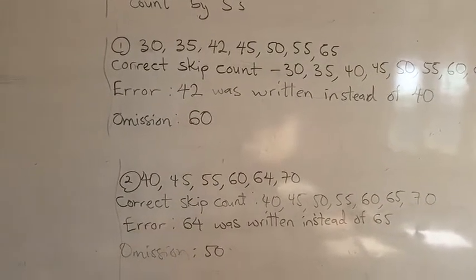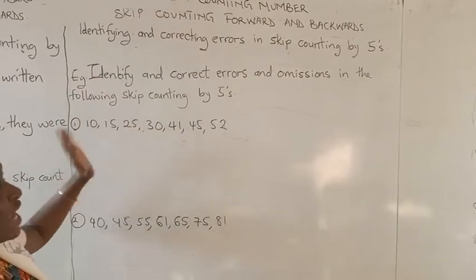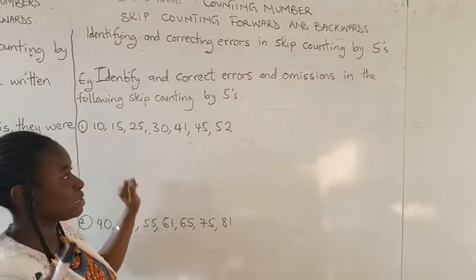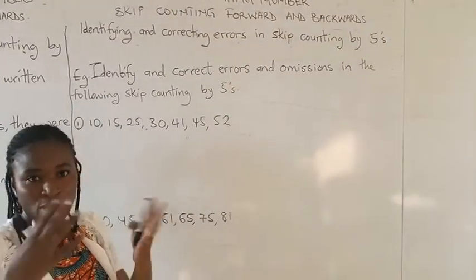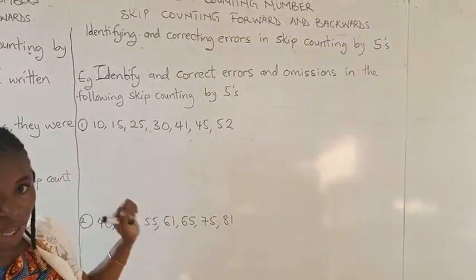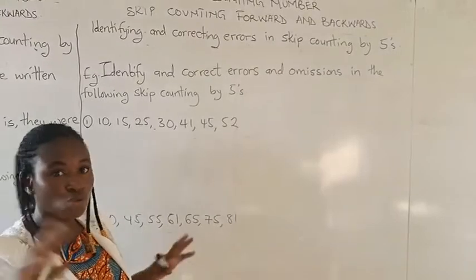Let's look at today's lesson. So in today's lesson, we are going to do more omissions and errors. But I want you to note something. You can get more than one error and you can get more than one omission. So that's what we are going to look at today. Sometimes the error can be 2. Sometimes the omission can also be 2 or 3.